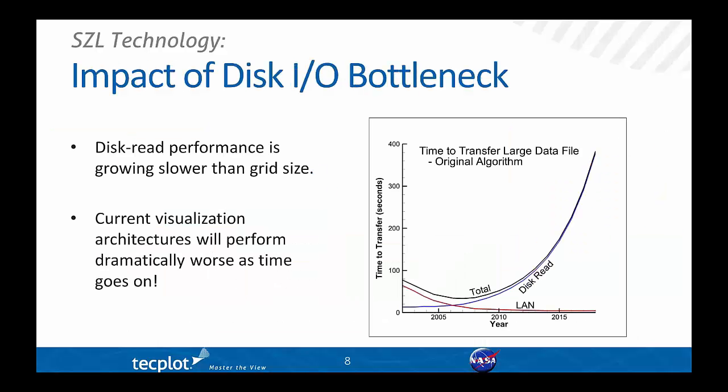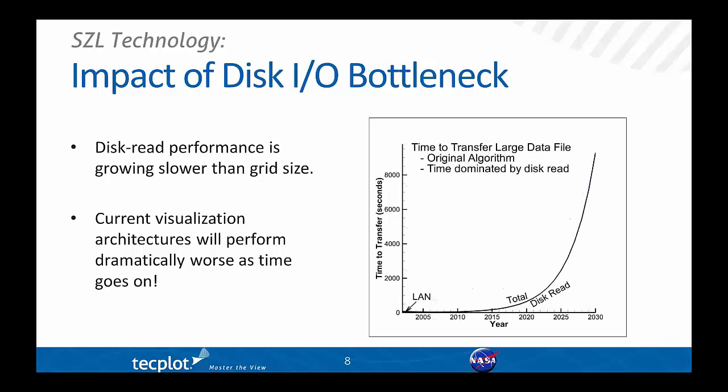So the impact of disk I/O performance on visualization. I'm still talking about the reading of the data, loading it into the visualization package, and then visualizing. The disk read performance is growing slower than grid size. The grid size is growing with Moore's Law. The disk read performance is only doubling every 36 months. So if you take both of those things into account, you can see that the total time to load the data from the disk into the application is growing exponentially over time. And this is with current visualization architectures.